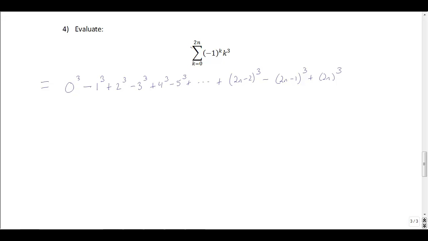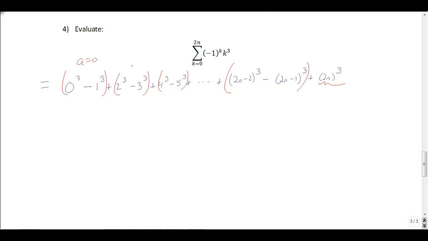And so what I'm going to do is group these in pairs. I'm going to take 0 cubed minus 1 cubed, 2 cubed minus 3 cubed, 4 cubed minus 5 cubed, and I'm going to do 2n minus 2 cubed minus 2n minus 1 cubed, and then I have this extra 2n cubed left on the outside. That's okay.